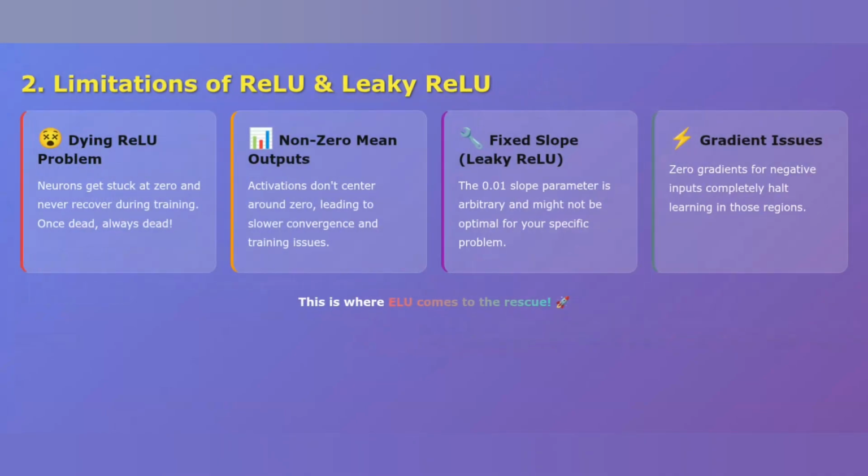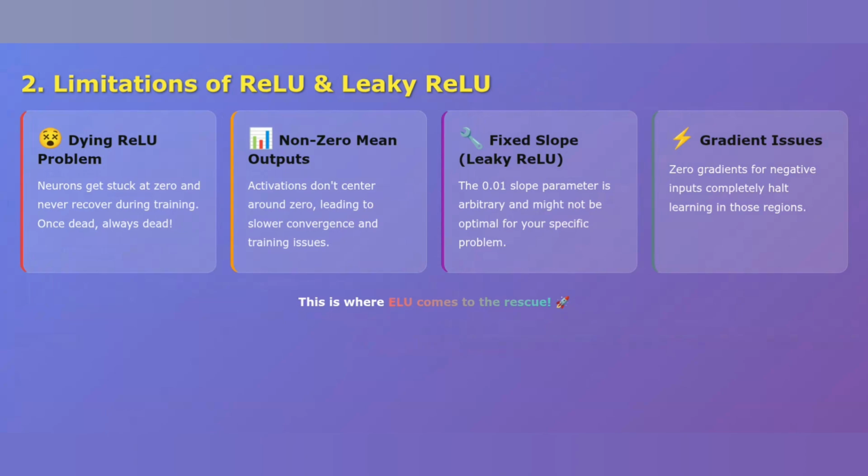Now, ReLU has been the go-to activation for years, and for good reason. It's simple, fast, and helps with the vanishing gradient problem. But it's not perfect. The biggest issue? The dying ReLU problem. When inputs are negative, ReLU outputs exactly 0, and its gradient is also 0, which means neurons can get stuck and never recover during training.